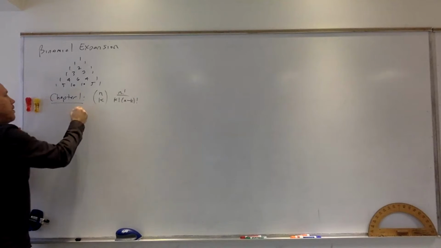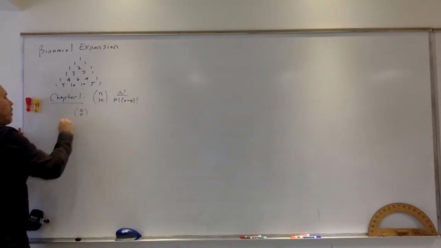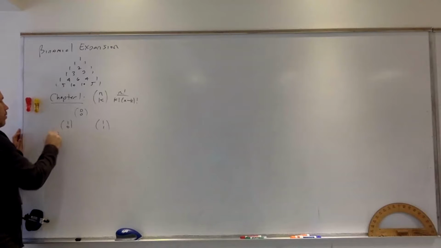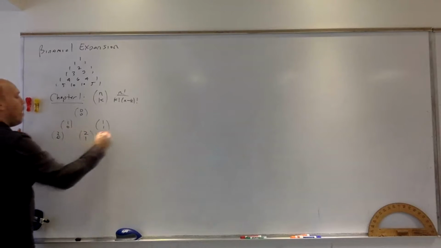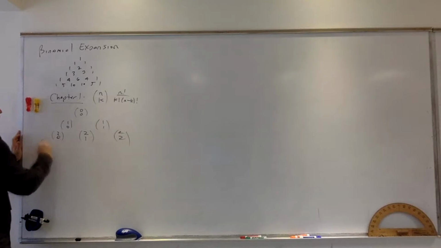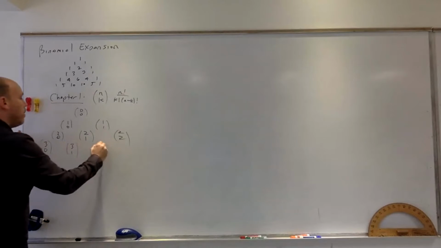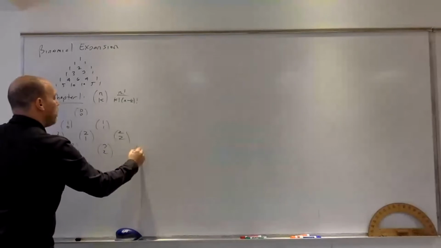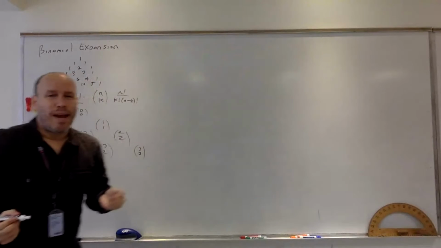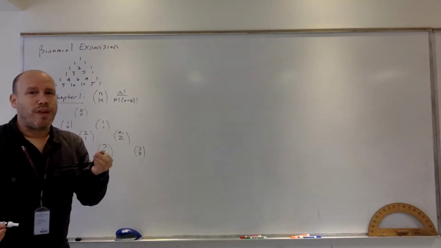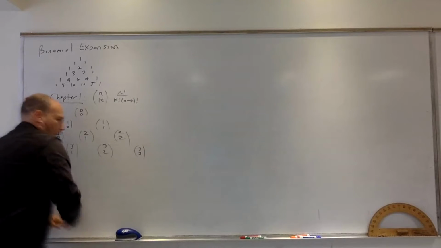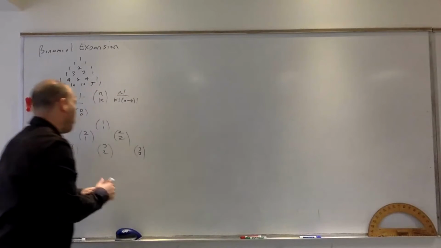I want to look at 0 choose 0, 1 choose 0, 1 choose 1, 2 choose 0, 2 choose 1, 2 choose 2. And we can do 3 choose 0, 3 choose 1, 3 choose 2, and 3 choose 3. So let me ask you something. How many ways are there to do nothing? The answer is 1.